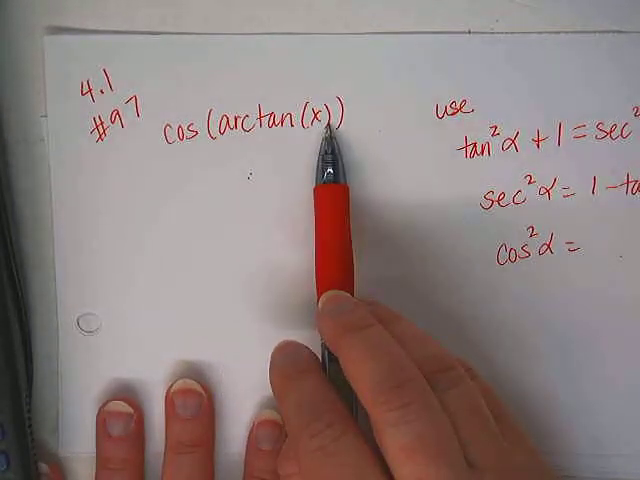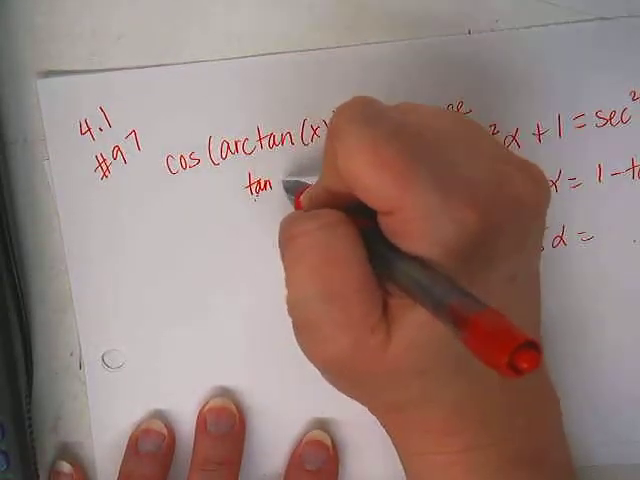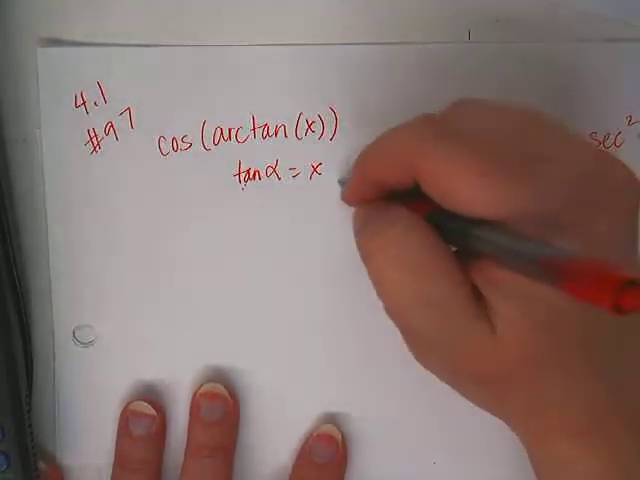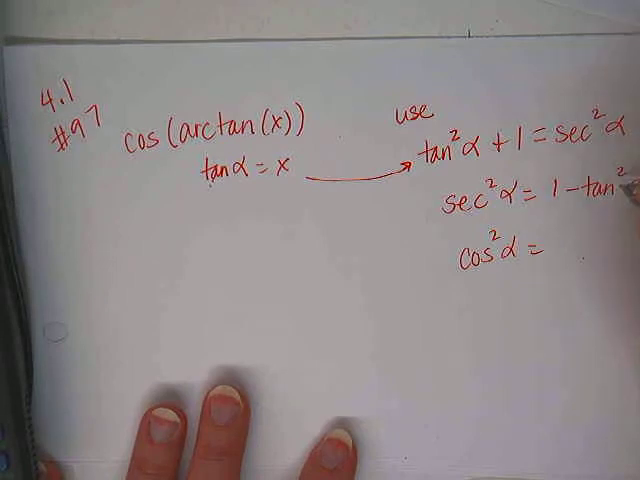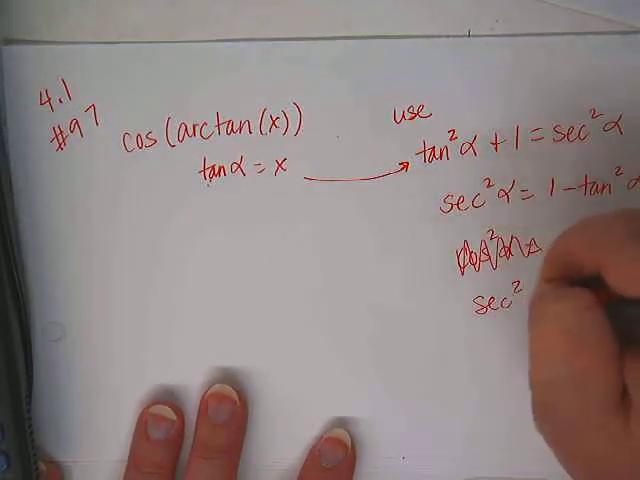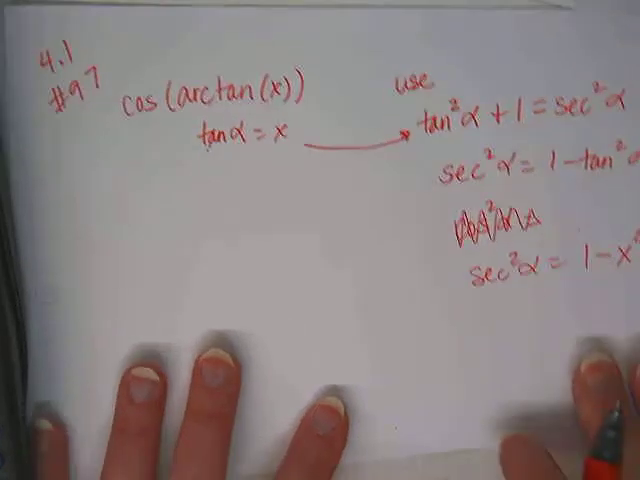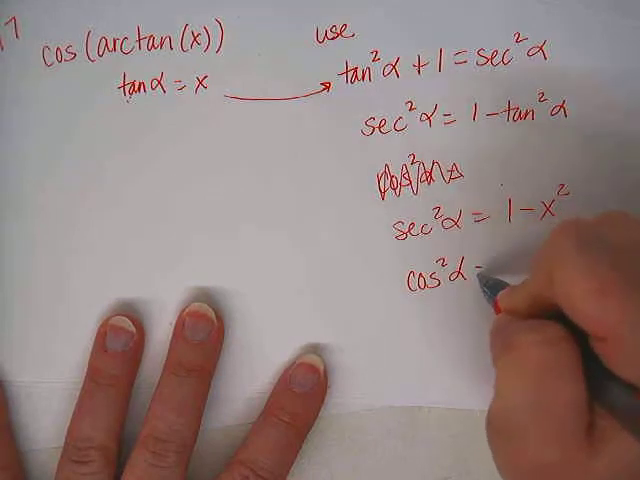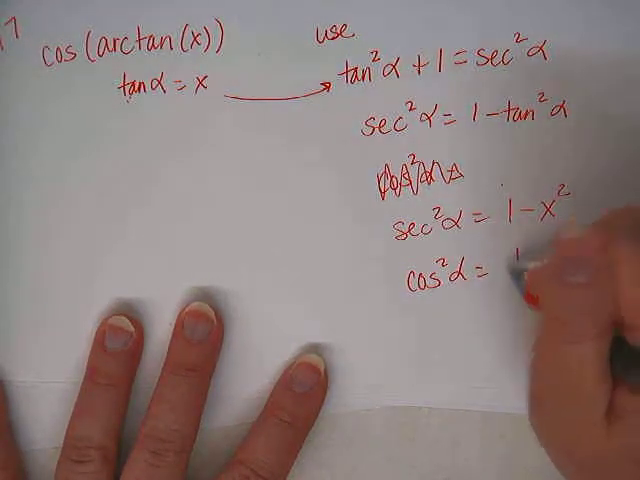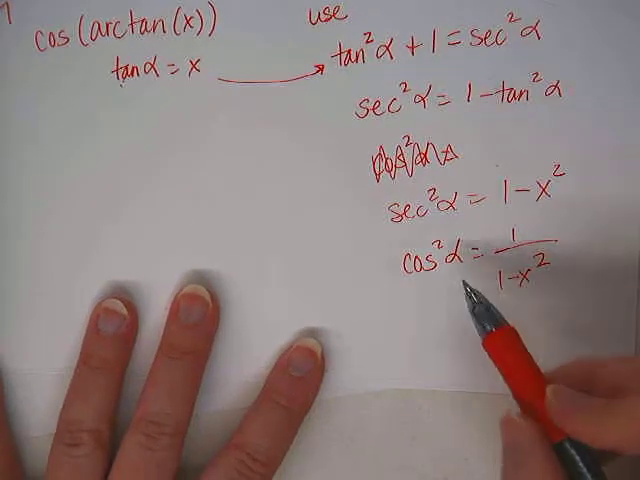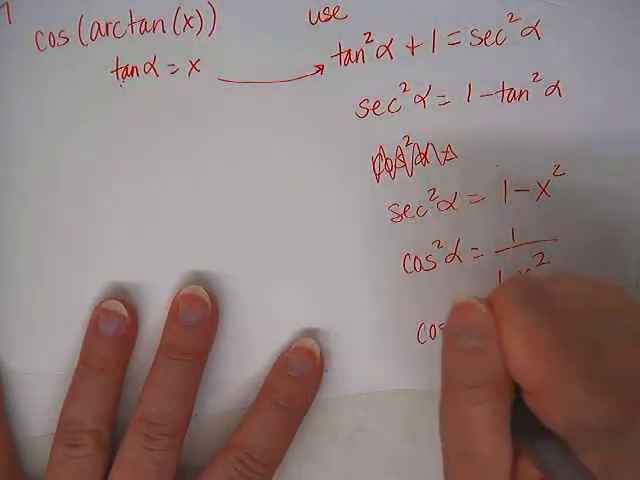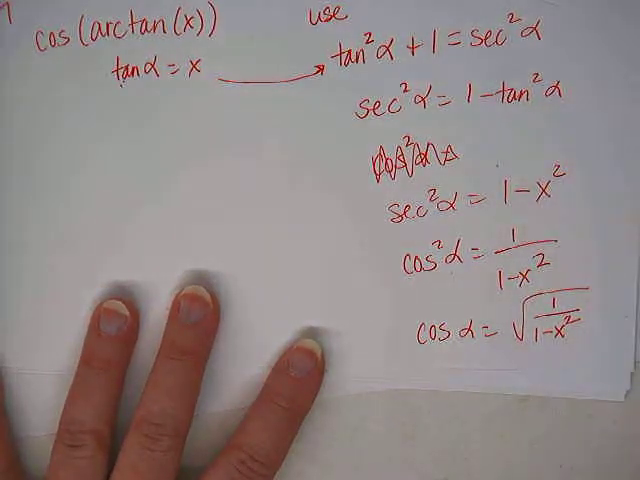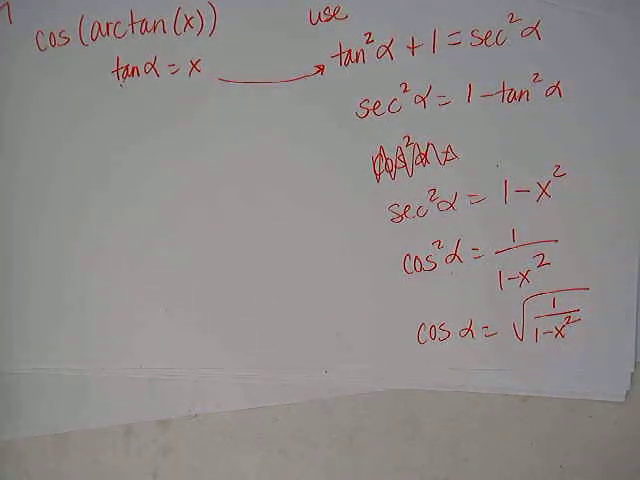If we're doing the inverse tangent of x, doesn't that mean that tangent of whatever the angle is equals x? Right? So then we plug that in place of that. So instead of having 1 minus tangent, secant would be equal to 1 minus x squared. Okay? But secant is the reciprocal of cosine, so we can change that to cosine by doing 1 over 1 minus x squared. But then we just want cosine, not cosine squared. So cosine would be the square root of 1 over 1 minus x squared.